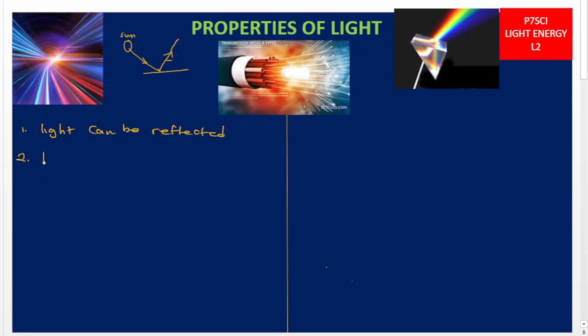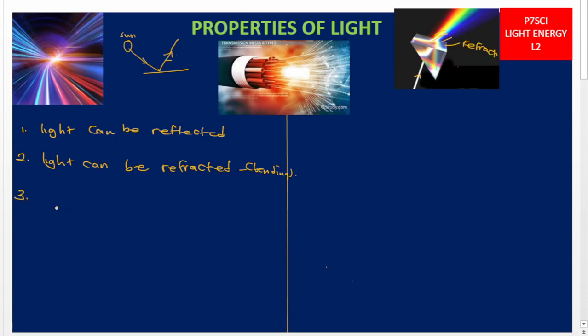Number 2, light can be refracted. Now this is bouncing, and this one is the bending of light, as you are seeing in this diagram. In this diagram you see light entering, then coming out bending. That is what we call refraction.